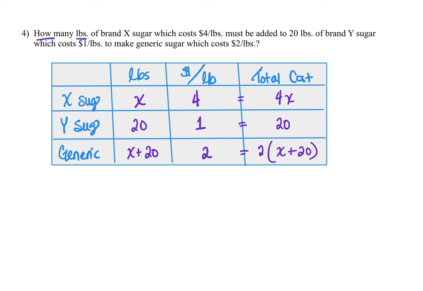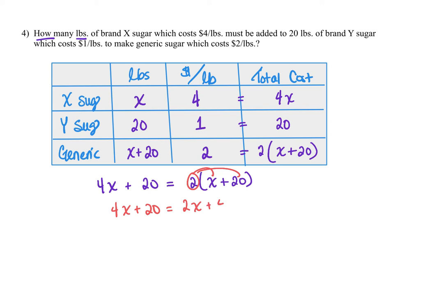And I know the cost of the first one and the cost of the second one should add up to equal the cost of the final. So I should be able to say that 4x plus 20 should equal 2x plus 20. And once again, I have a rather easy equation to solve. The left is as simple as it gets. On the right, I need to distribute 2 times x, 2 times 20.